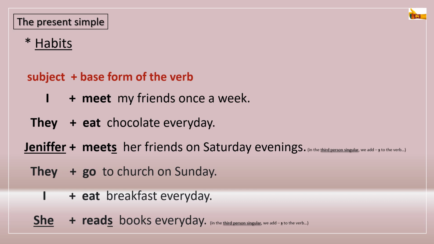Habits. I meet my friends once a week. They eat chocolate every day. Jennifer meets her friends on Saturday evenings. They go to church on Sunday. I eat breakfast every day. She reads books every day.